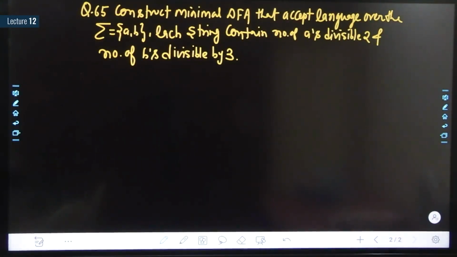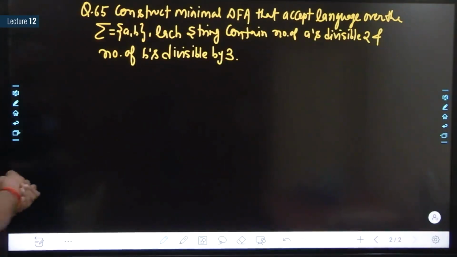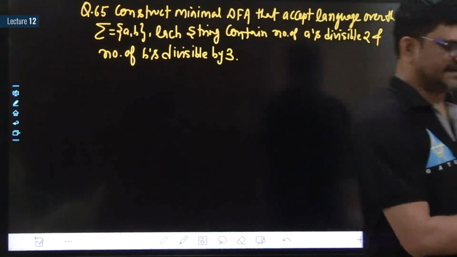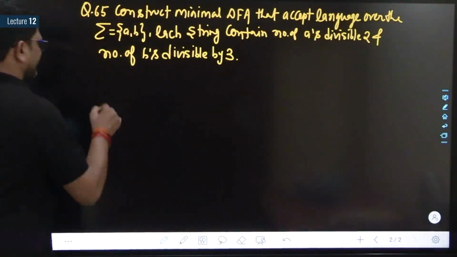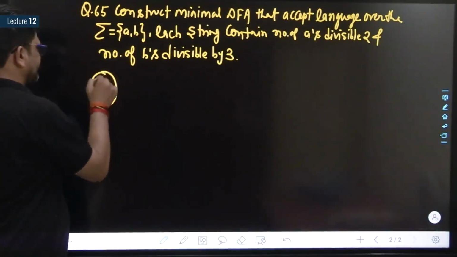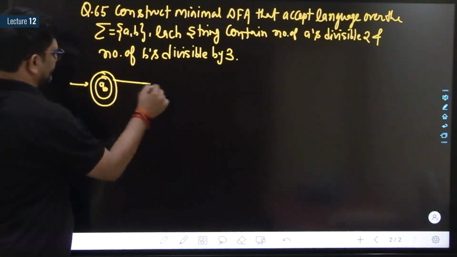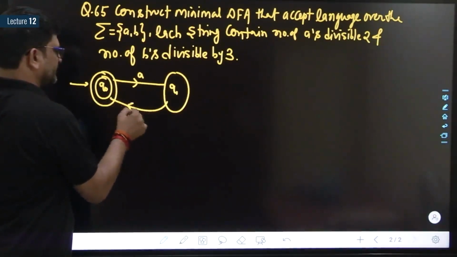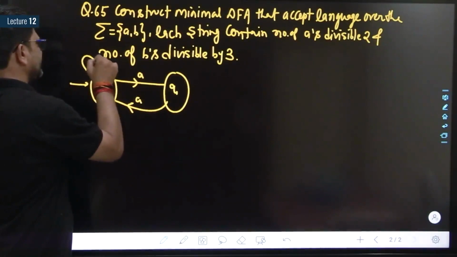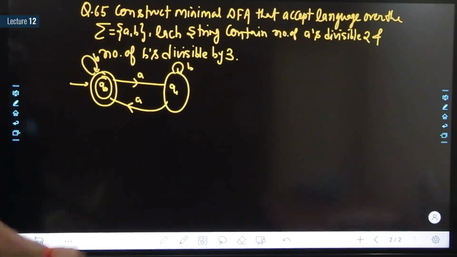Have you done this question? No? Okay, let us see. Number of A's divisible by 2 and number of B's divisible by 3. Number of A's divisible by 2: Q0 on A goes to Q1. This is the number of A's divisible by 2. Now, number of B's divisible by 3.